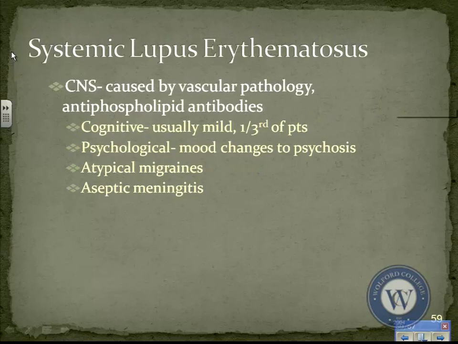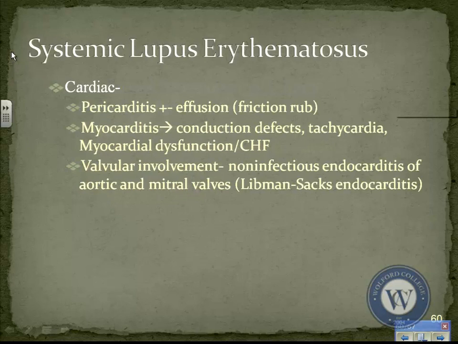You can also have vascular pathology, essentially, and so you get cognitive changes, mild, in up to 1/3 of the patients. They get psychological symptoms, mood changes to frank psychosis, and can have atypical migraines and aseptic meningitis. Cardiac-wise, they can get a pericarditis with effusions, myocarditis, which leads to conduction defects, tachycardia, myocardial dysfunction with congestive heart failure, and valvular involvement with non-infectious endocarditis, which is called Libman-Sacks endocarditis, which I've seen.